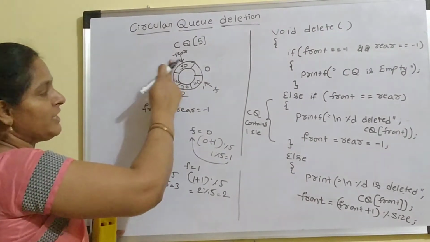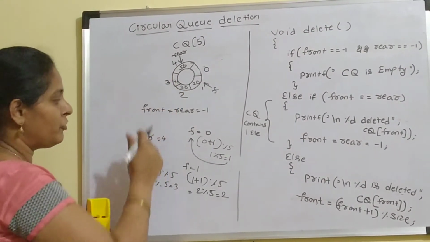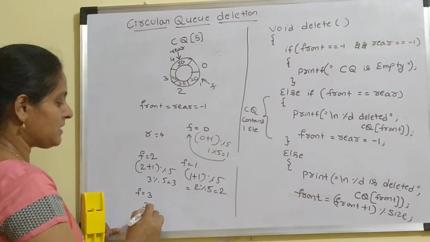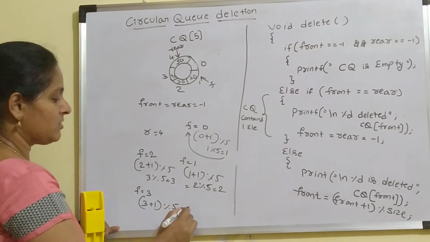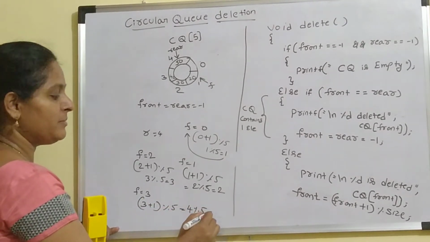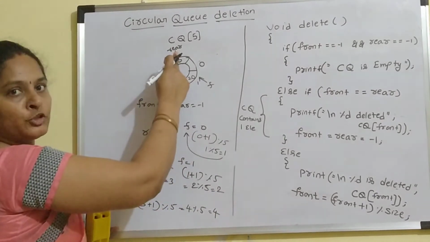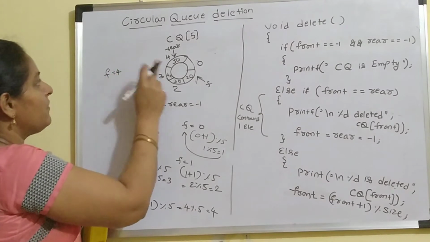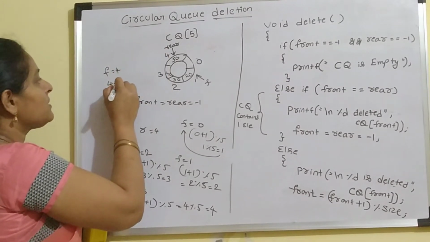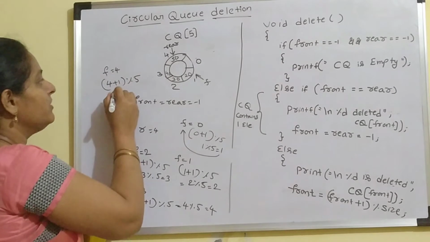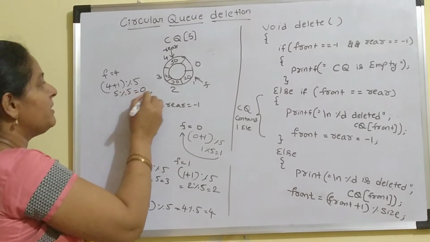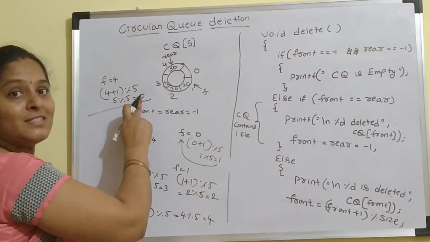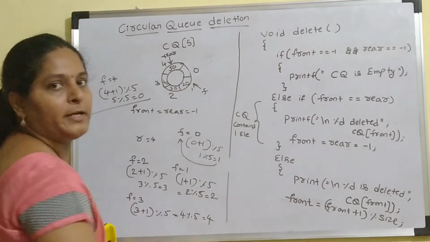Now I want to delete 40. After deletion of 40, front value is now 3. 3 plus 1 mod 5 is 4 mod 5, which means 4. Front moves to the fourth position. Now after deletion of 50, the front position value is 4. After deletion of 50, 4 plus 1 mod 5, so 5 mod 5, and 5 mod 5 means 0. So after deletion of the last element, the front pointer value is automatically set to 0 with this statement.